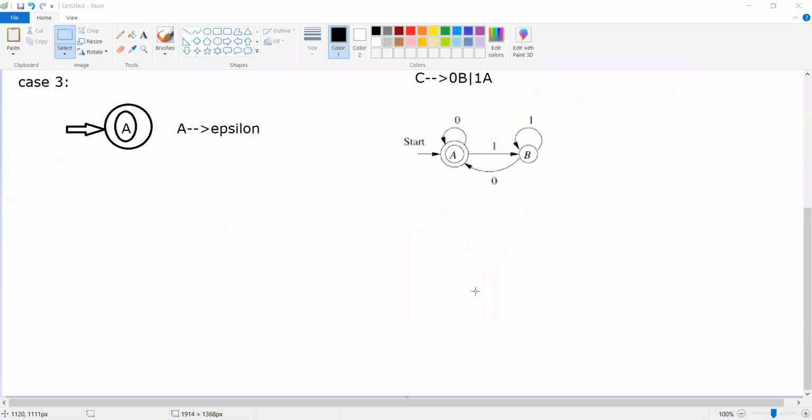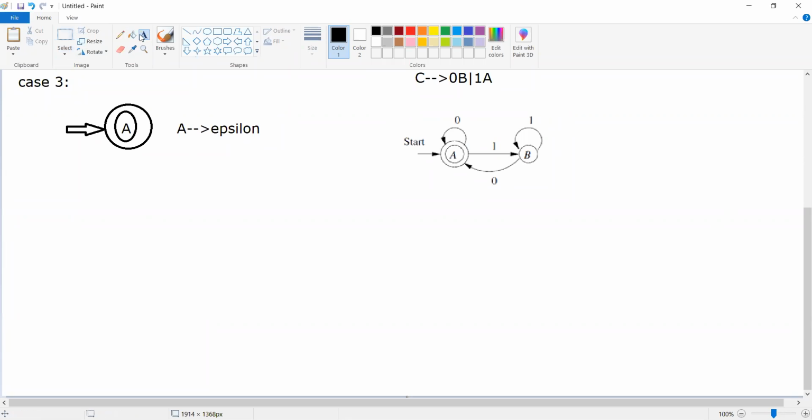Now let us take one more example. This is one more example where the initial state itself is going to act like a final state. This is our second example. Now what we have to do, we need to write the regular grammar for this finite automata.